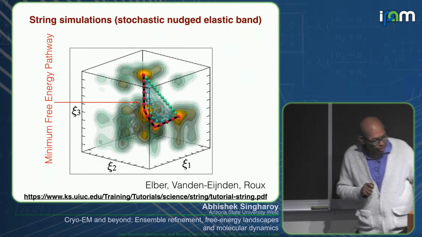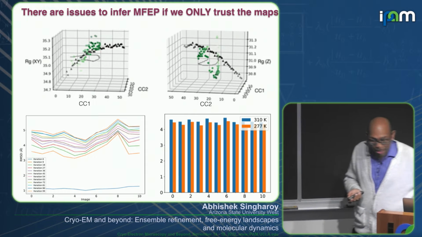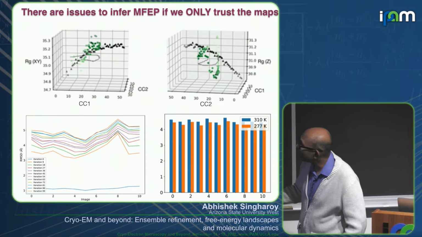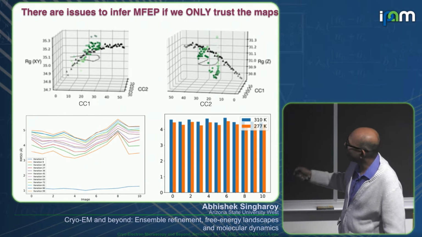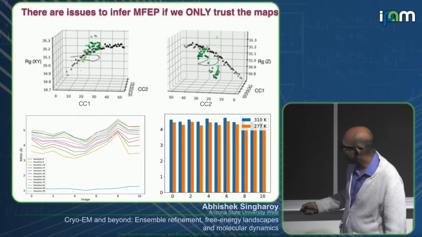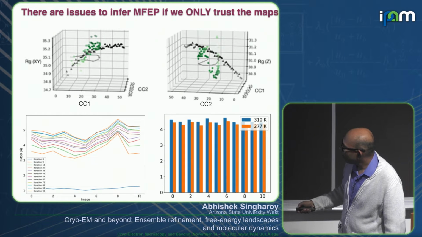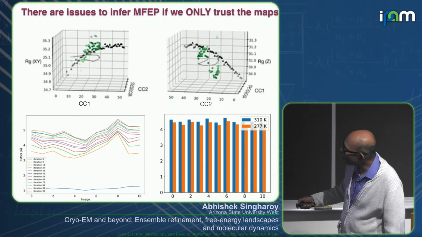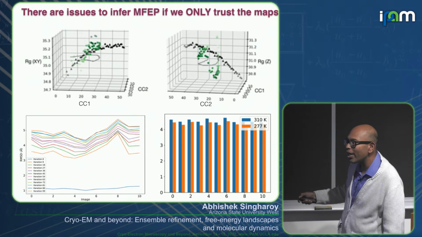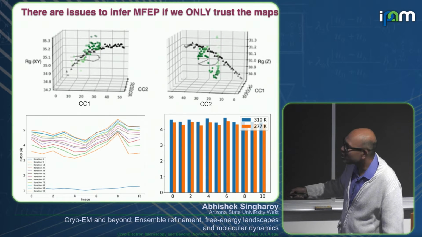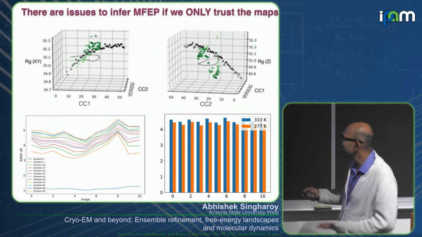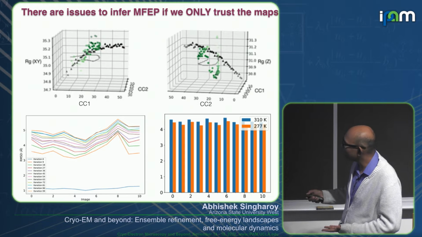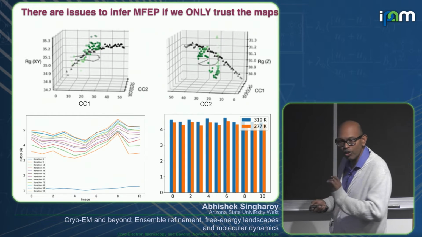What happens when we do this with the spike simulation? So this is kind of my pathway in this CC1, CC2 space. At every point, I have 10 points on that pathway. This is my original pathway, and this is the drift of my pathway as I do my string simulation. Every point has drifted close to 4 angstroms, and ultimately it has converged somewhere. And this is at 2 different temperatures. So at 310 and at 277, the drifts are lesser, but there's a significant drift of 4 angstroms on every point.